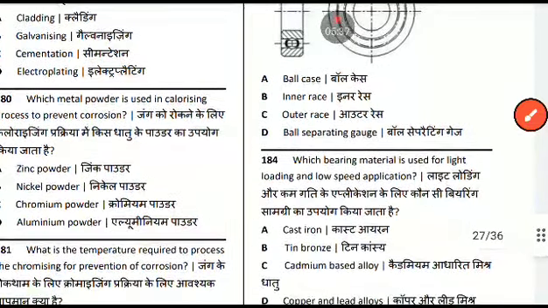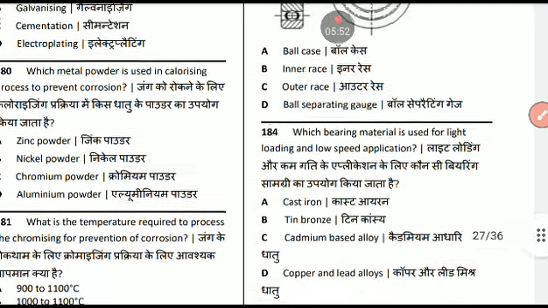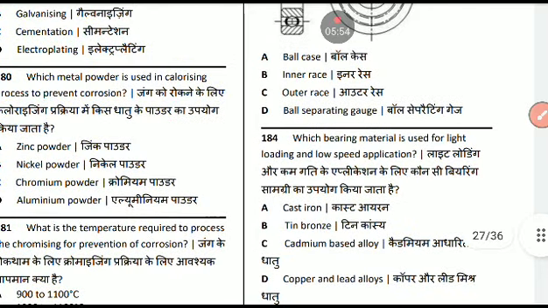Which bearing material is used for light loading and low speed application? Cast iron, tin bronze, cadmium based alloy, copper and lead alloy. Cast iron bearing material is used for light loading and low speed application. Option A, correct answer.